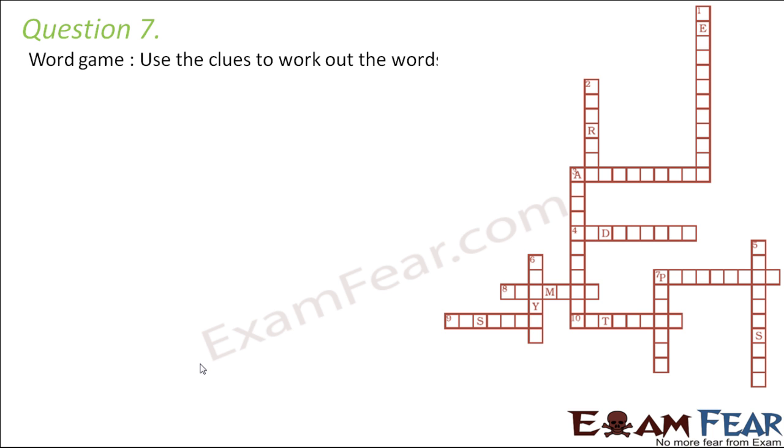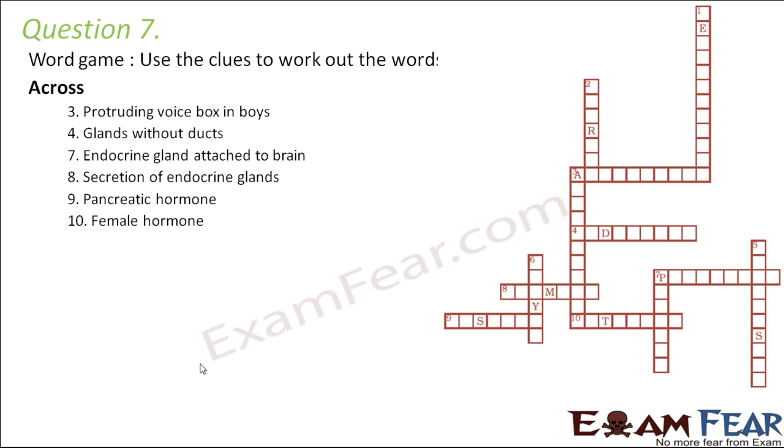Question number 7. So again we have a puzzle here. So let us try to solve it. First we will look at the across. Across number 3. So this is number 3. Protruding voice box in boys. Now when they enter into their adolescence, we can see it from outside and that is called Adam's apple. So this is Adam's apple. Number 4. Glands without ducts. So the ductless glands are the endocrine glands. So this is endocrine.